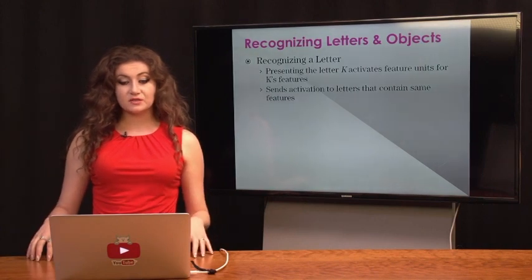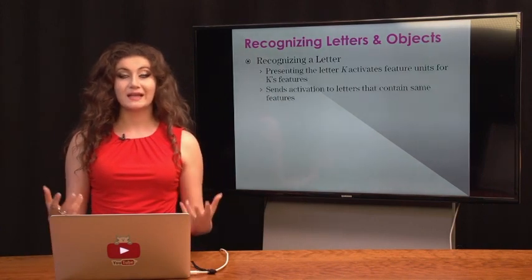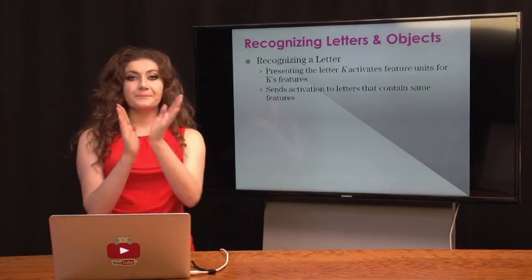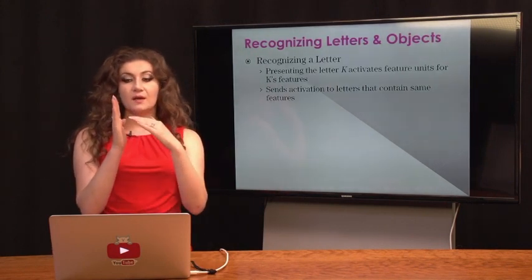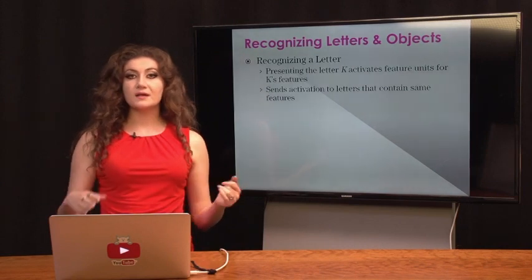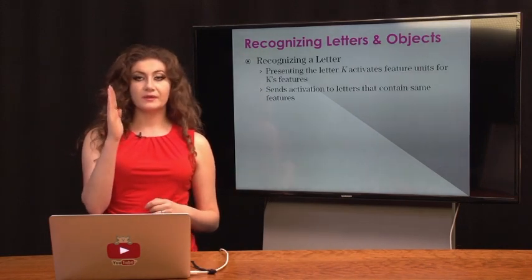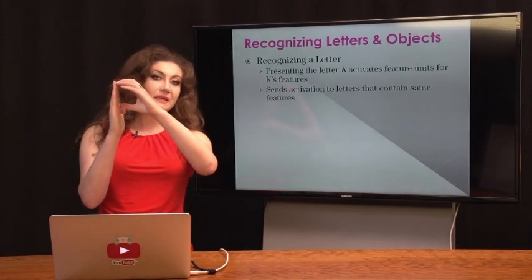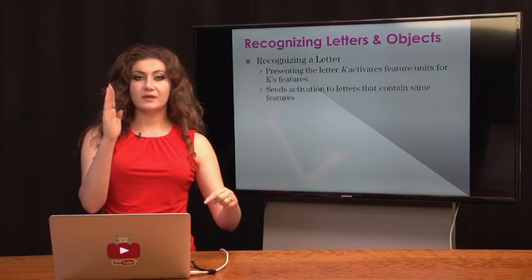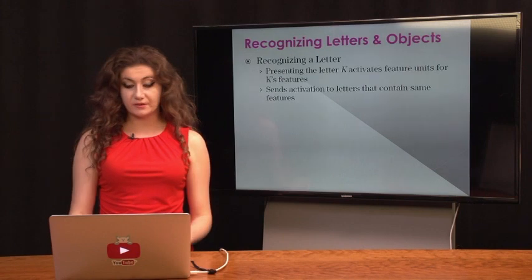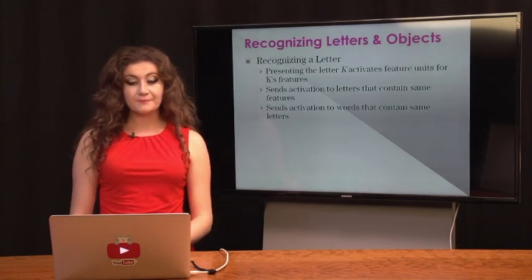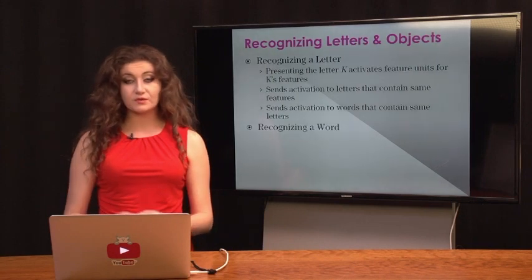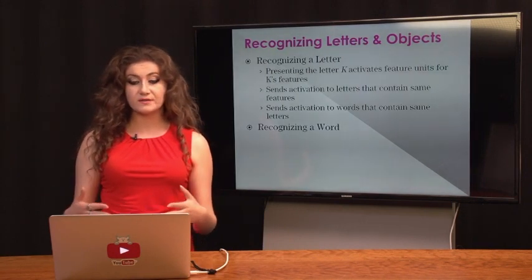This sends activation to letters that contain the same features. So what are some other letters that have a straight line and a diagonal line, or one going this way? So we know that R is another similar letter, right? R has a straight line, then it has sort of a rounded P shape, right? And then from here we have the same feature as the letter K has. So this sends activation to words that contain the same letters. So ultimately, this leads us to recognizing a word.